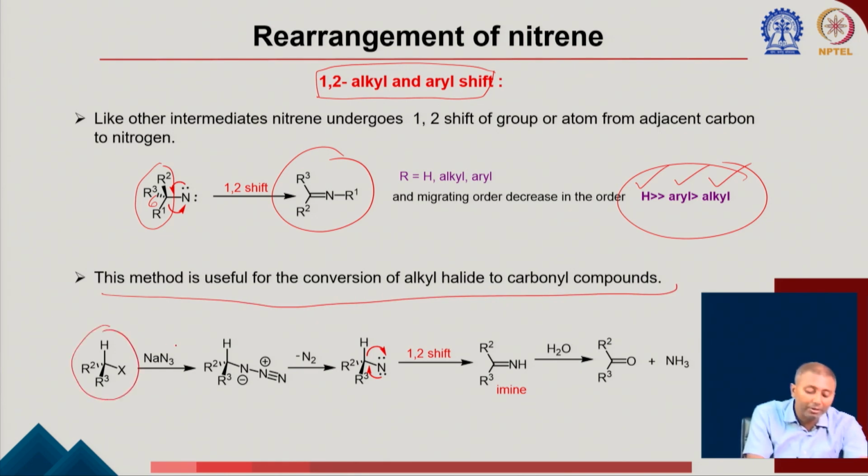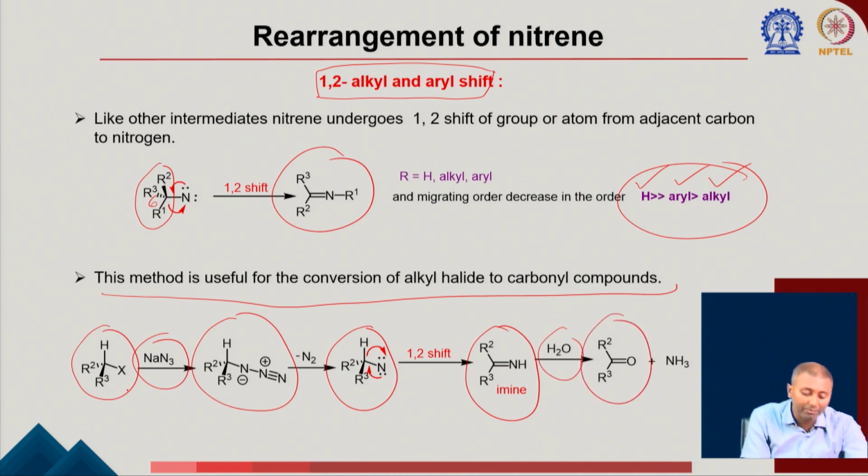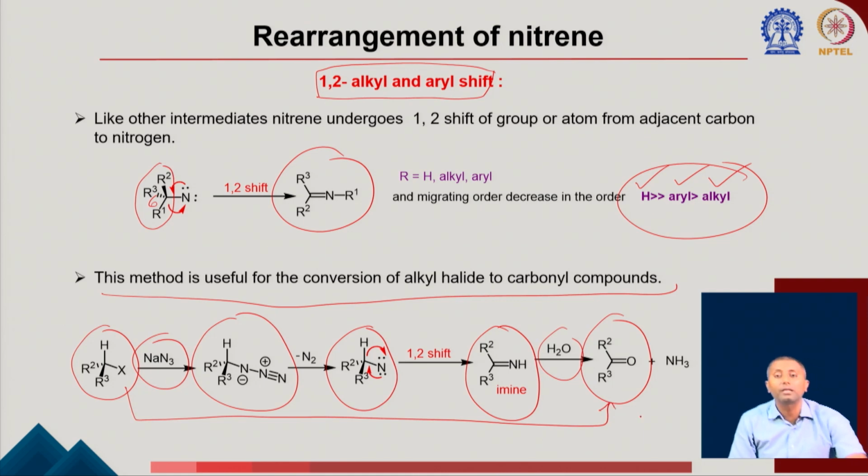Starting from alkyl halide, you can do an SN2 reaction to get to the corresponding azide. Now you know the alkyl azide, after thermolysis, is going to generate the corresponding nitrene. So there will be a 1,2 hydride shift, this H going to move here to generate an imine. Now the imine, in the presence of water, can hydrolyze to the corresponding carbonyl compound. So starting from alkyl halide, you can generate a corresponding ketone using nitrene chemistry.